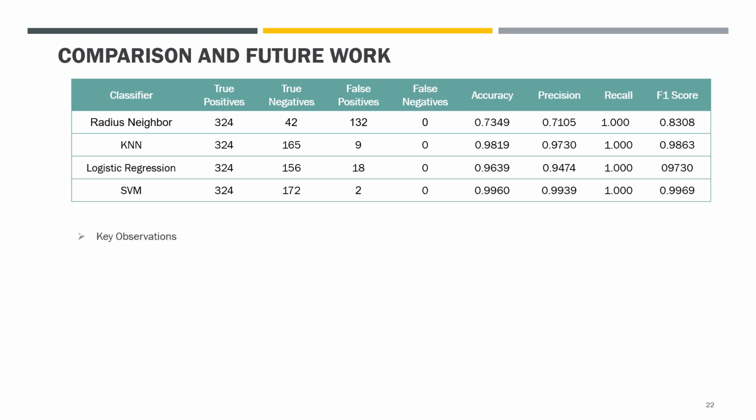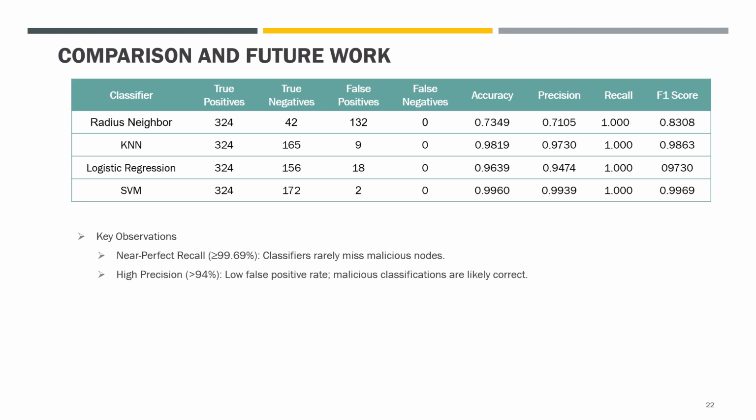Key takeaways. Perfect recall across all models, ensuring no normal node was incorrectly flagged. High precision, above 94%, meaning most nodes predicted as safe truly were, minimizing the risk of overlooking threats. F1 scores above 0.97 demonstrate a strong balance between detecting safe nodes and avoiding false assurances.